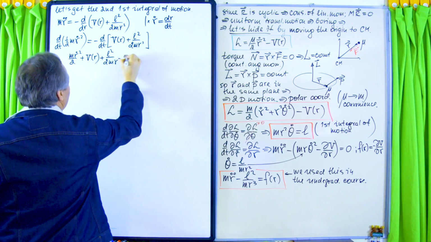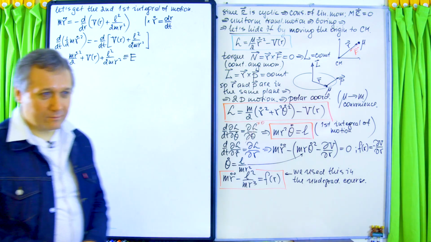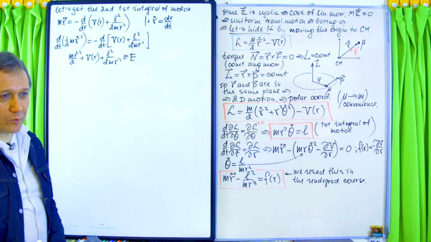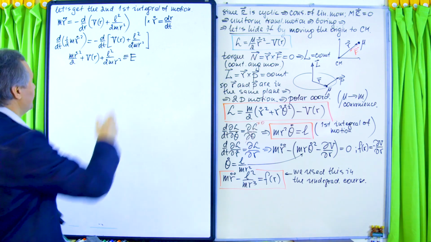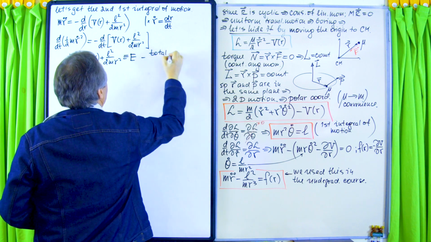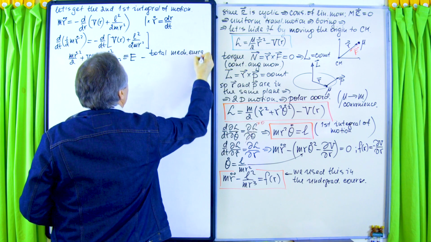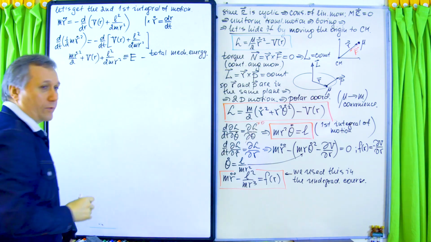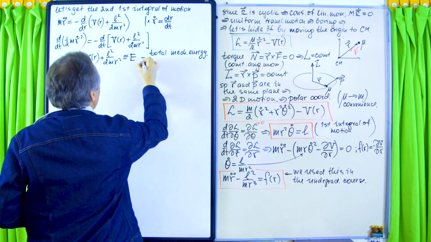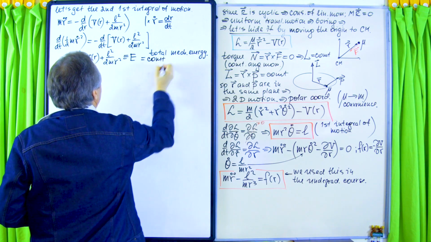So we can label it as E, and that is obviously the total mechanical energy of the system, right? So it's total mechanical energy, and it's conserved. Yeah, probably I should have also written, so it equals a constant.